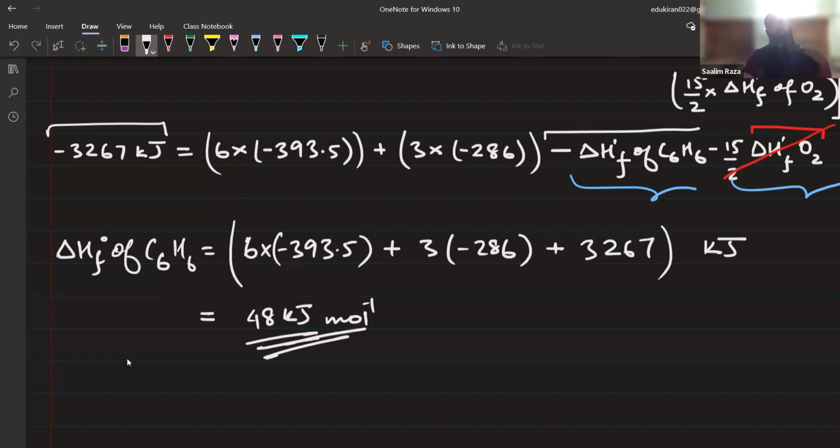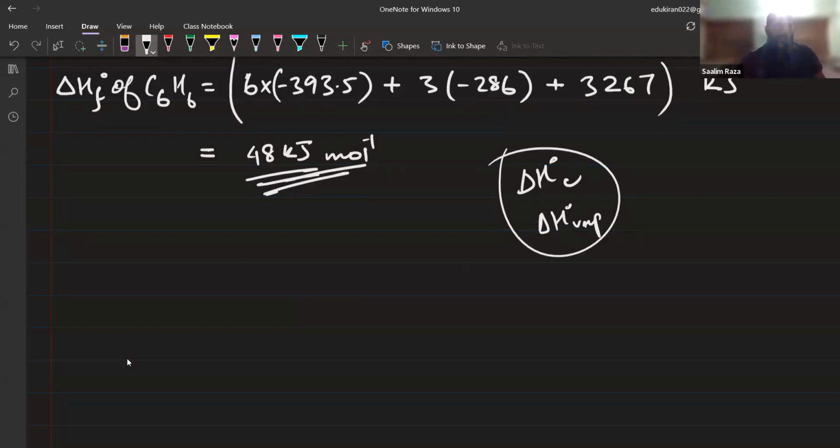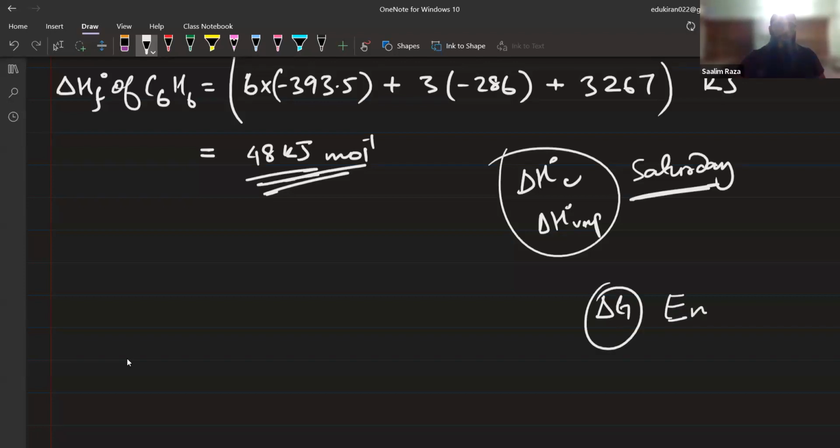Okay, so that is it for today. In the next class we are going to look at some more thermochemical equations. There are only 2 more classes left. In the next class we will look at enthalpy of combustion, enthalpy of vaporization, and some other enthalpies, and that will be next Saturday. We will be involving many problems like this. Then we are going to talk about another thing known as the Gibbs free energy, delta G, and then also about entropy.